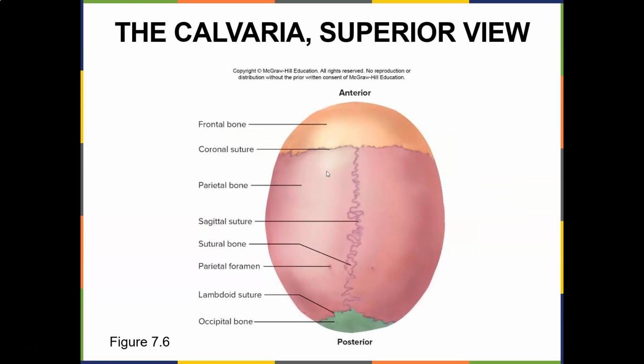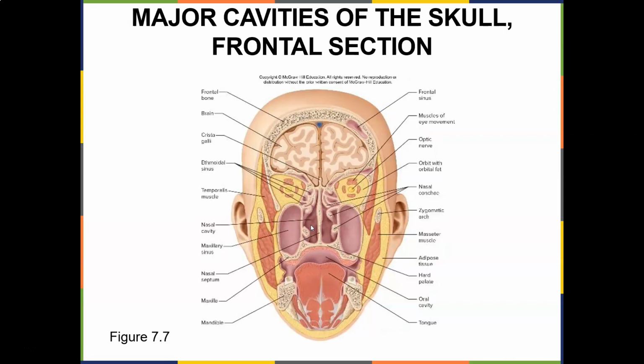Here is the frontal bone, coronal suture, parietal bone, sagittal suture, parietal foramen, lambdoidal suture, occipital bone. Here's somebody, if they were to cut their face off here, you would see basically the frontal bone, you'd see the brain, you see the sinuses, the nasal cavity, the maxillary sinus, the nasal septum, maxilla, and the mandible.